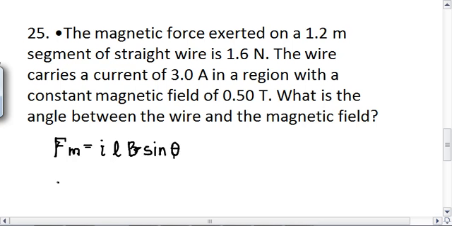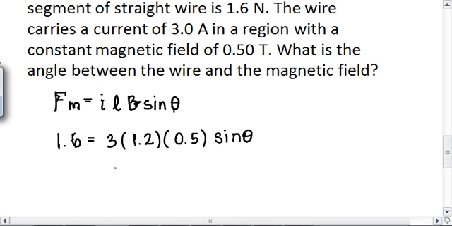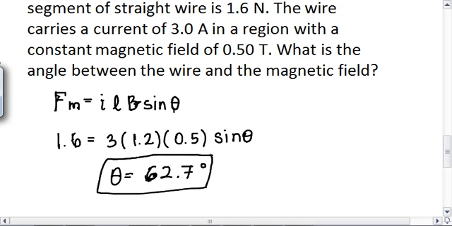That's so ugly. Anyway, 1.6. The current was, oh, a nice number, 3 amps. The length was 1.2 meters. The magnetic field was 0.5. Now we have to find the angle. So we need to make sure we're in degree mode. We find the inverse sine, right? So what do you get? Yep, 62.7 degrees. Perfect.